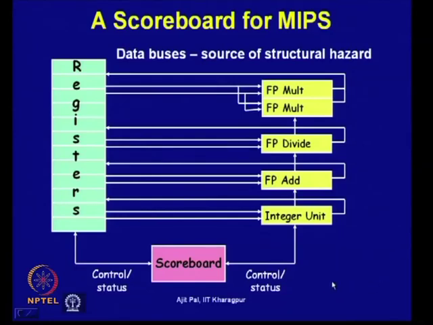As you can see, this is the simplified MIPS scoreboard, where you have only 5 functional units. The CDC 6600 had 11 functional units, for which the scoreboard was developed, but this MIPS processor scoreboard, which will be explained, has 5 functional units: 2 floating point multipliers, 1 floating point divider, 1 floating point adder, and 1 integer unit. And here is your register bank, and various buses are available, and this is the scoreboard which controls different functional units and also controls the registers. That means controlling reading of status, the registers, and the functional units are all done with the help of a centralized hardware known as the scoreboard.